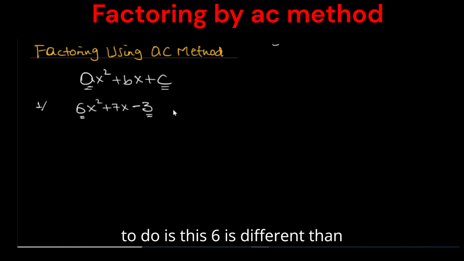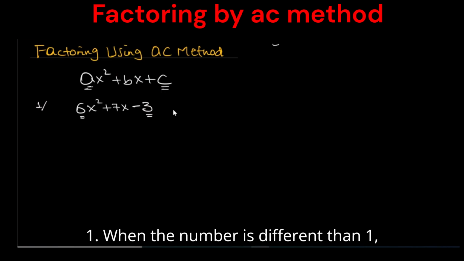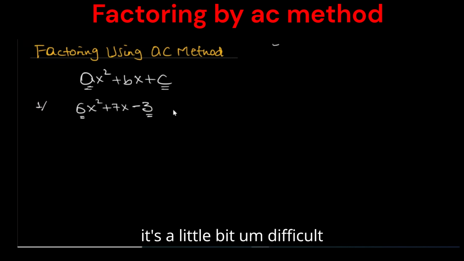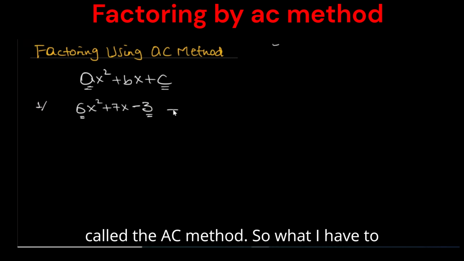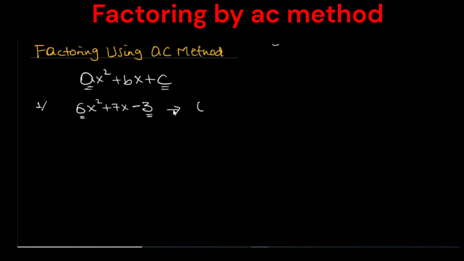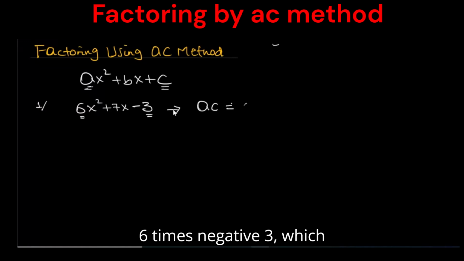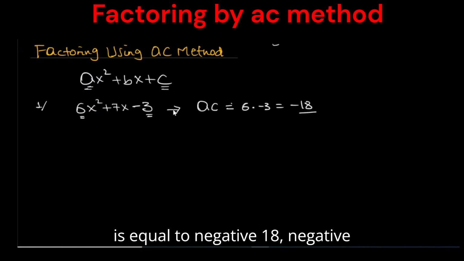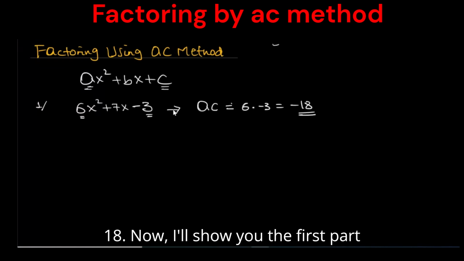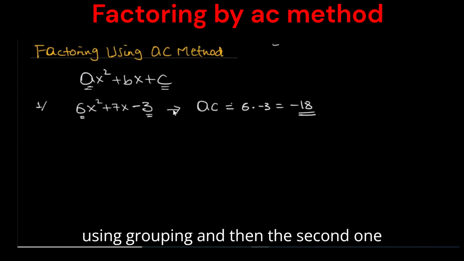Now, what I have to do is, this 6 is different than 1. When the number is different than 1, it's a little bit more difficult than with 1. So I have to introduce a new technique, which is called the AC method. What is my AC? My AC is equal to A times C, which is 6 times negative 3, which is equal to negative 18. Now, I'll show you the first part using grouping, and then the second one without grouping.